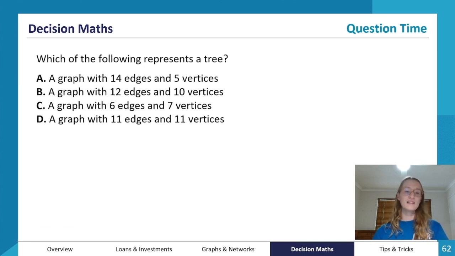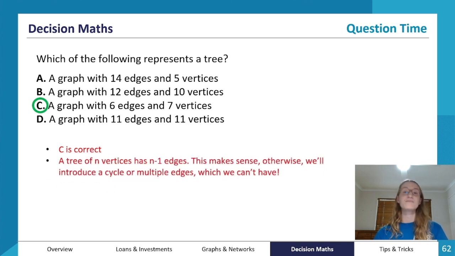So which of the following represents a tree? A graph with 14 edges and 5 vertices, 12 edges and 10 vertices, 6 edges and 7 vertices, or a graph with 11 and 11? So C, we can actually see, is correct if we use that little rule that we talked about earlier, because we said that a tree of n vertices will always need n take 1 edges, because that's the number of edges required to connect in every vertex without introducing loops, multiple edges or cycles. So by using that formula, we can solve a question like this one here.